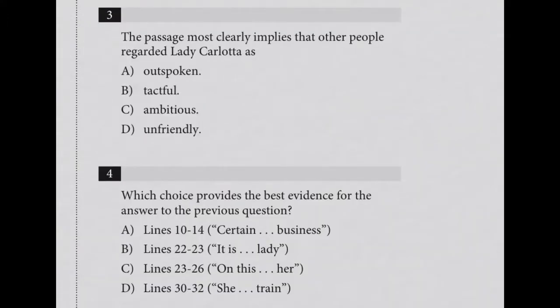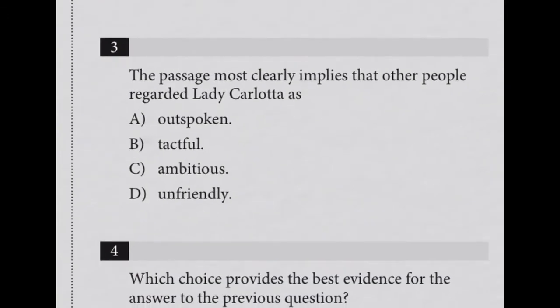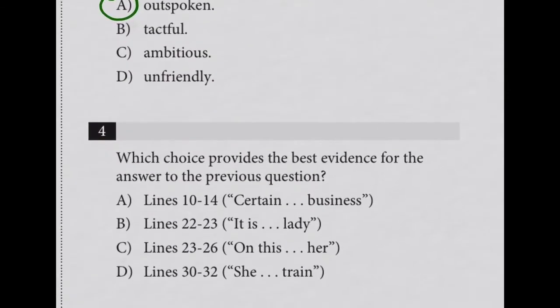3 and 4 were paired questions. You should have looked at these line numbers here for the answer to number 3. The passage most clearly implies that other people regarded Lady Carlotta as outspoken, and it was in lines 10 through 14 that the narrator states that some of Lady Carlotta's acquaintances would often admonish or criticize Lady Carlotta for meddling in or openly expressing her opinion on other people's affairs. So 4 was A.